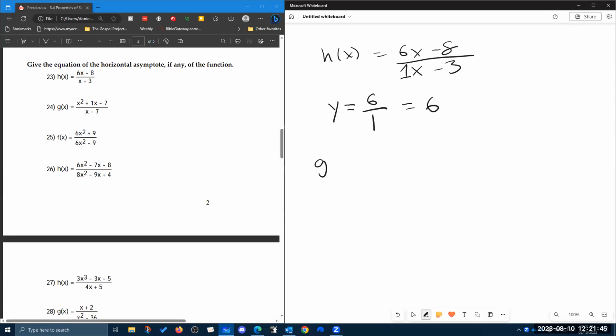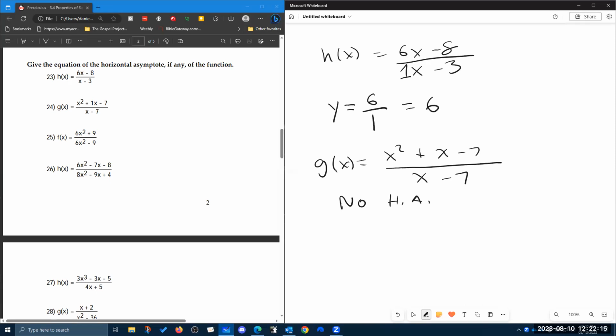For number 24, g of x equals x squared plus, that looks like a 1x, not sure why there's a 1 there, minus 7 over x minus 7. Degree of the numerator is greater than the degree of the denominator, so there's no horizontal asymptote here.